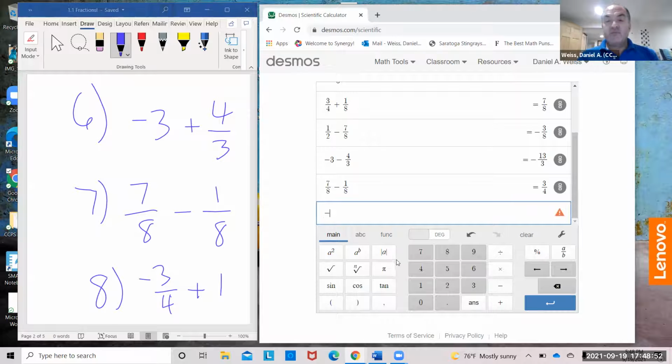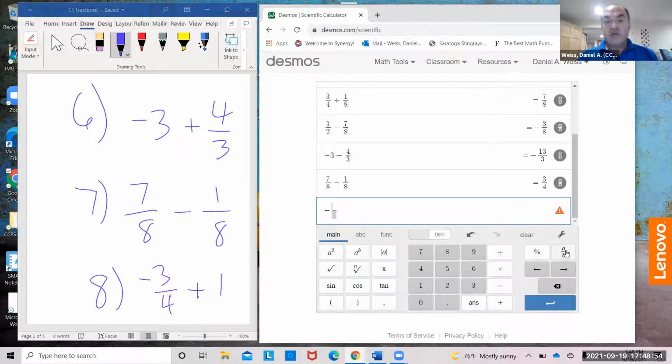Negative fraction 3/4. Click to the right, plus 1. I'm going to convert to fraction, 1/4. Done.